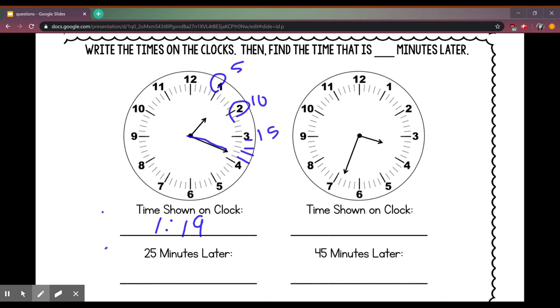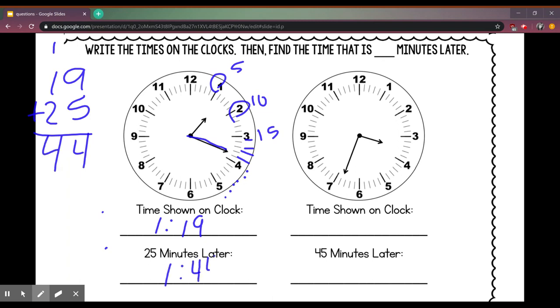This part wants us to show what 25 minutes later would look like. You can do this a few ways. You could count 25 of these little dots. You could do 5-minute jumps, or we can just add the numbers together. I'm going to add the numbers together and get 19 plus 25. 9 plus 5 is 14. 1 plus 1 is 2. 2 plus 2 is 4. So our time 25 minutes later will be 1:44. And that's all you have to do for this problem.